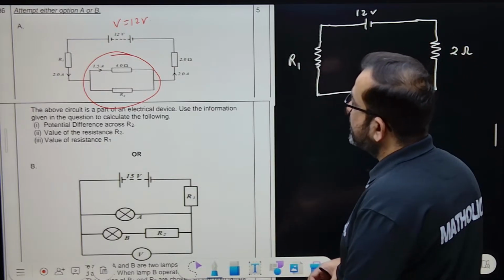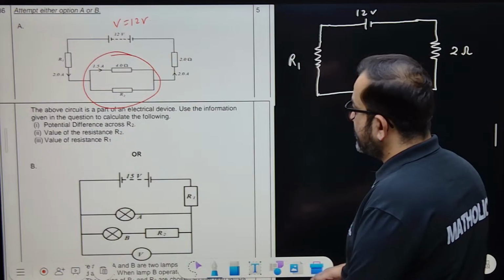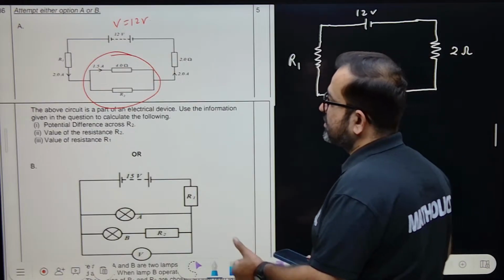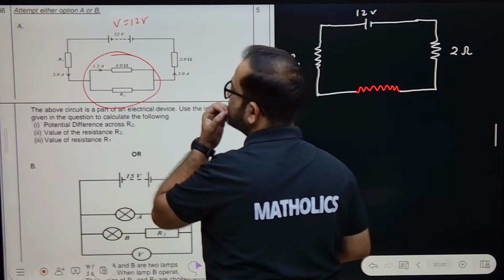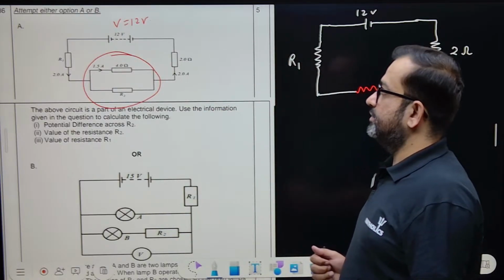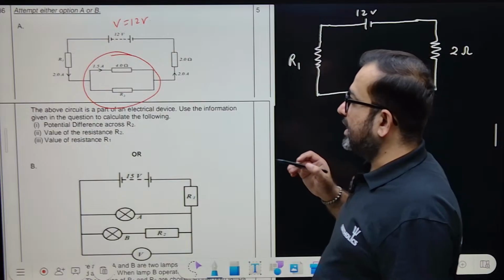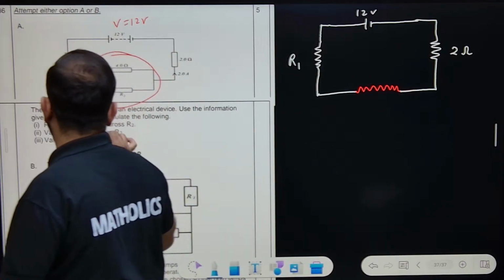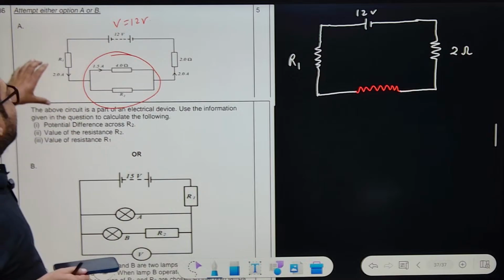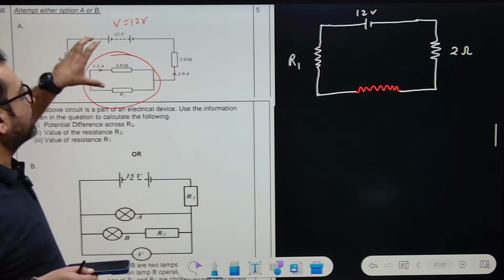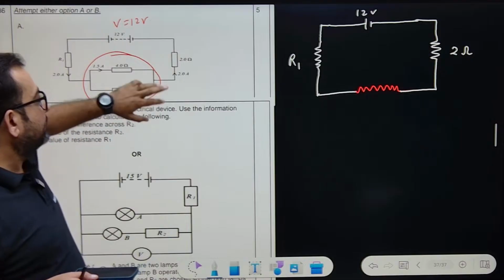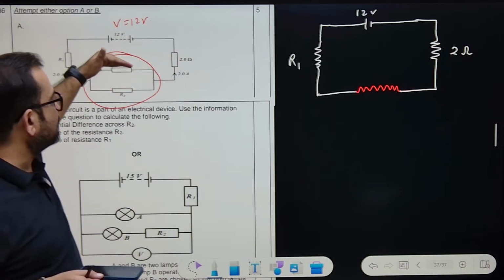Now, what are they saying? They are saying calculate potential difference across R2. To calculate potential difference across R2, you must know the current and its resistance, yes or no? Yes. For calculating potential difference across R2, you can calculate the potential difference across R1, add them and subtract from 12. This will be the potential difference for this 4 ohm resistor also, this R2 also.